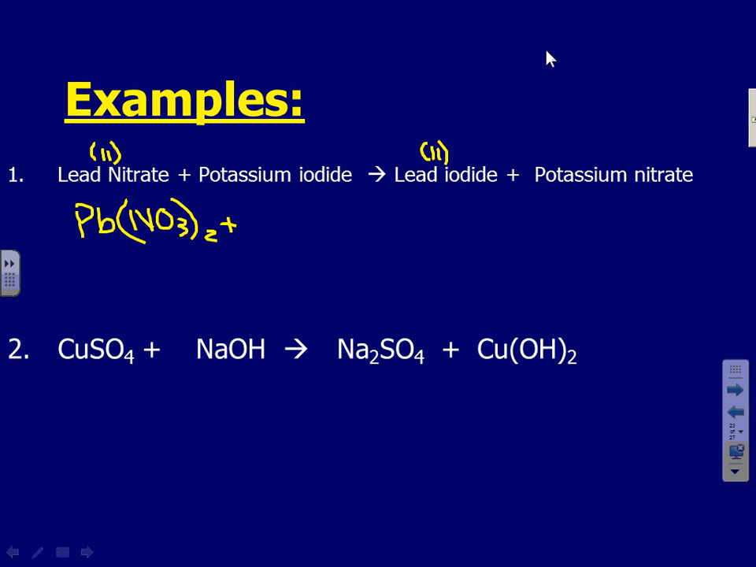Logan, potassium iodide. It's not a P. That would be a phosphorus. KI. 1 and 1. KI, 1 and 1. Lead 2 iodide. What would its formula be? Yep. PbI2. And potassium nitrate. Potassium nitrate. For the nitrates you're checking up there.